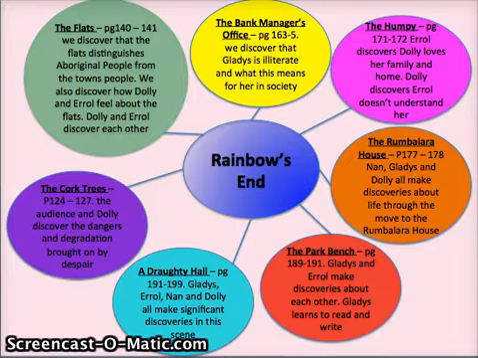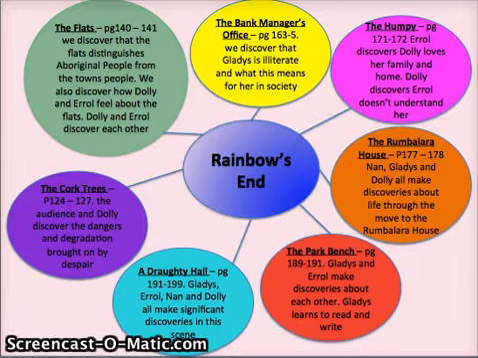So in Rainbow's End we look at the flats. In the flats we discover that the flats distinguishes Aboriginal people from the townspeople. We also discover how Dolly and Errol feel about the flats, and Dolly and Errol discover each other. We look at the cork trees. The audience and Dolly discover the dangers and degradation brought on by despair in the cork trees.